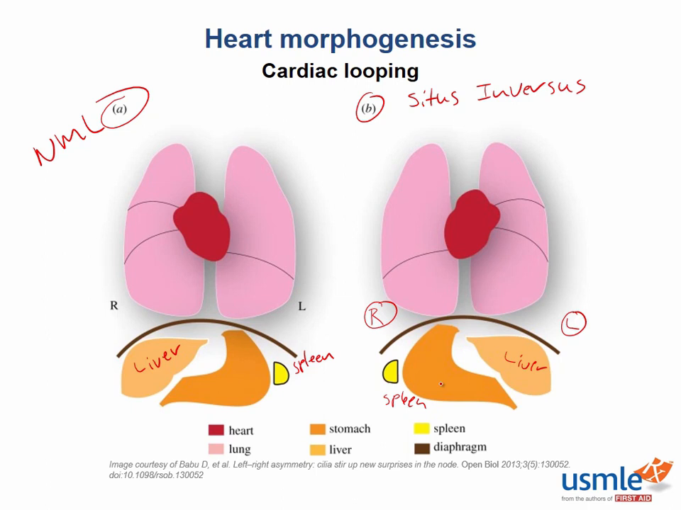Here, the big things to remember are that left-right dynein defects can lead to situs inversus, and this can be seen in Kartagener syndrome or primary ciliary dyskinesia.